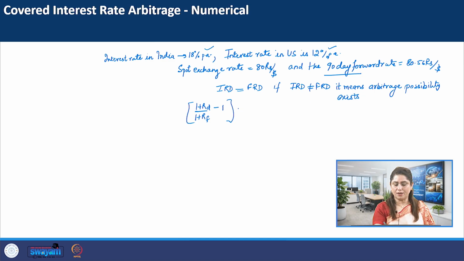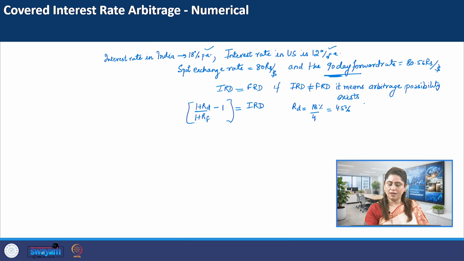This whole equation is equal to the interest rate differential. We have been given the interest rate on a per annum basis. Now we will convert it into a 90-day basis. So our RD will be equal to 18% divided by 4, because we have to go for 90 days, that is a 3 months interest rate. So here this comes out to be 4.5%.